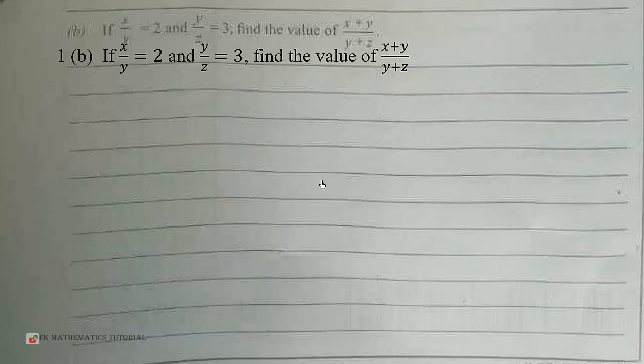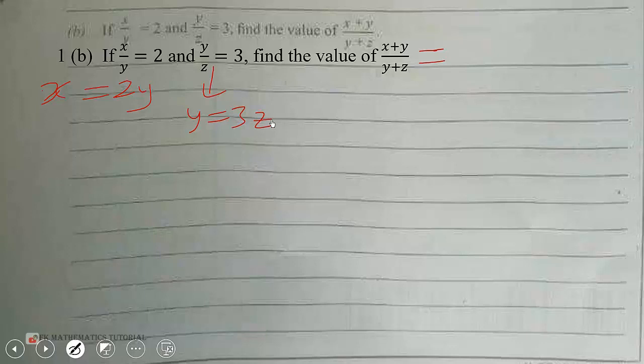Now the B part says that if x over y equal 2 and y over z equal 3, find the value of x plus y over y plus z. So it's just like substitution. So we have to calculate and substitute into this. So given that x over y equal 2, then x will be equal to 2y. Then from this one, y will be equal to 3z.